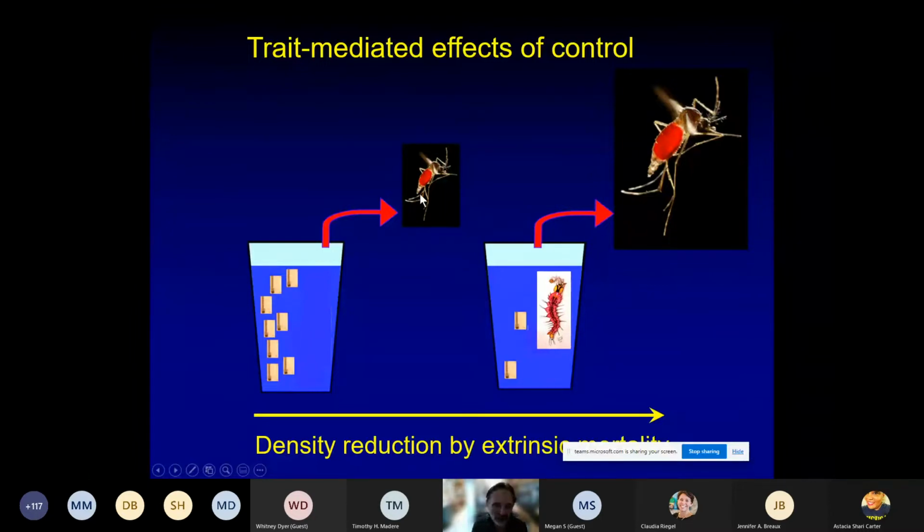If you intervene by doing something like, let's say, biological control by adding a predator, and that predator reduces the density, the survivors, if there are any, will benefit from that reduction. They will develop faster, reach the adult stage sooner, and be usually considerably larger.